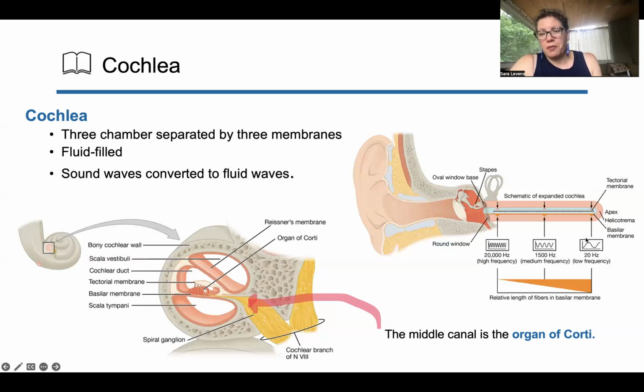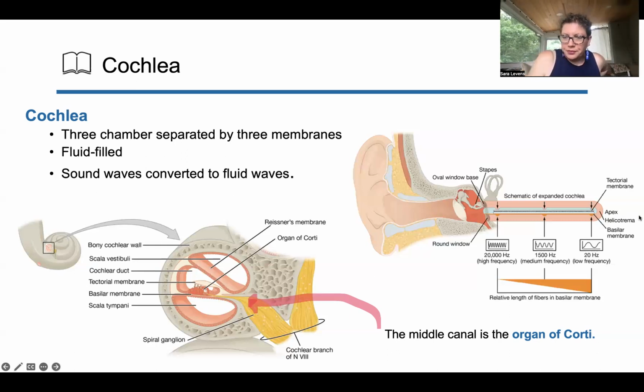So this maps on to frequency. These beginning areas detect really high frequencies, then medium, and then the more you get towards the back, it's the lower frequencies. And this may be likely why we lose some of the low frequencies when we hear; this is some of the stuff that's the first to go.